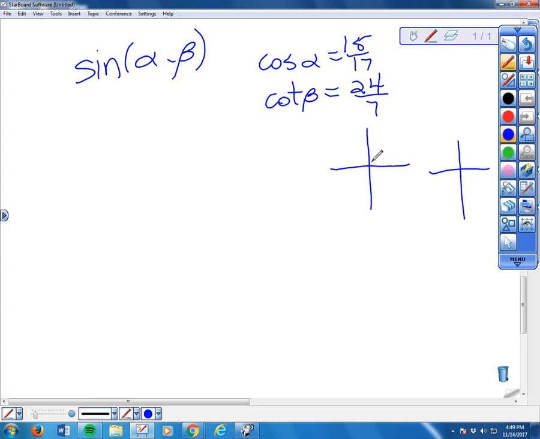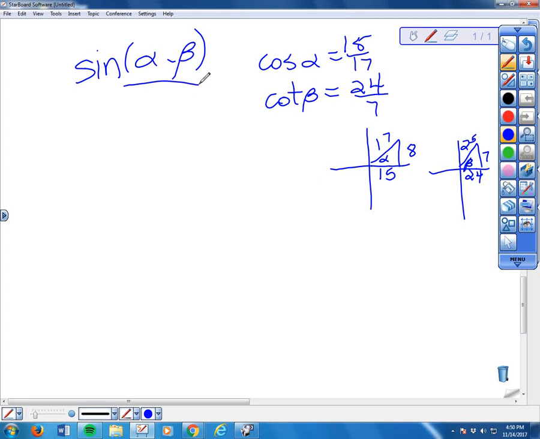First quadrant, cosine is 15 over 17. And my missing side then, this is an 8, 15, 17 triangle. And that's alpha. Beta is, they say cotangent, so that's adjacent over opposite. And this becomes 25. So I've got my triangles labeled. Now I can just use a difference formula.